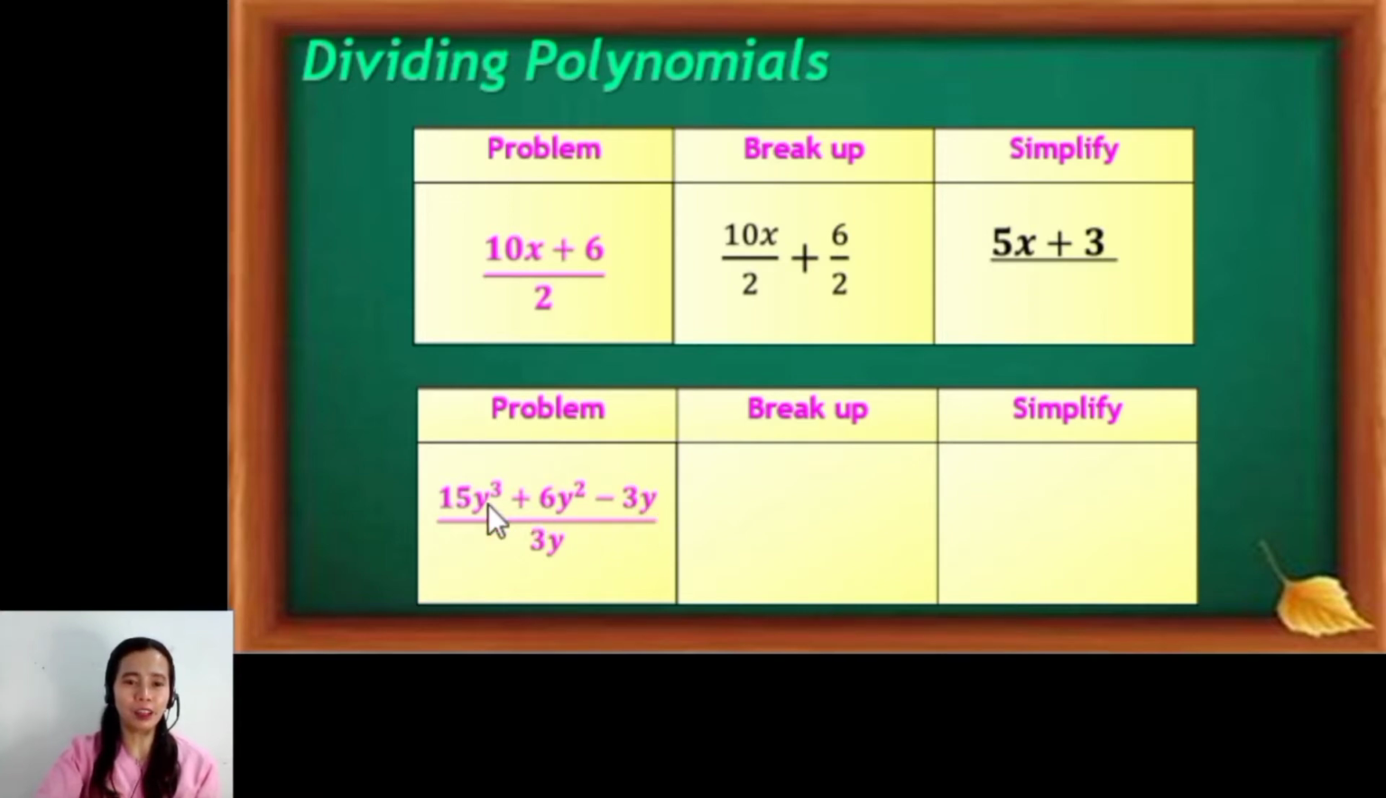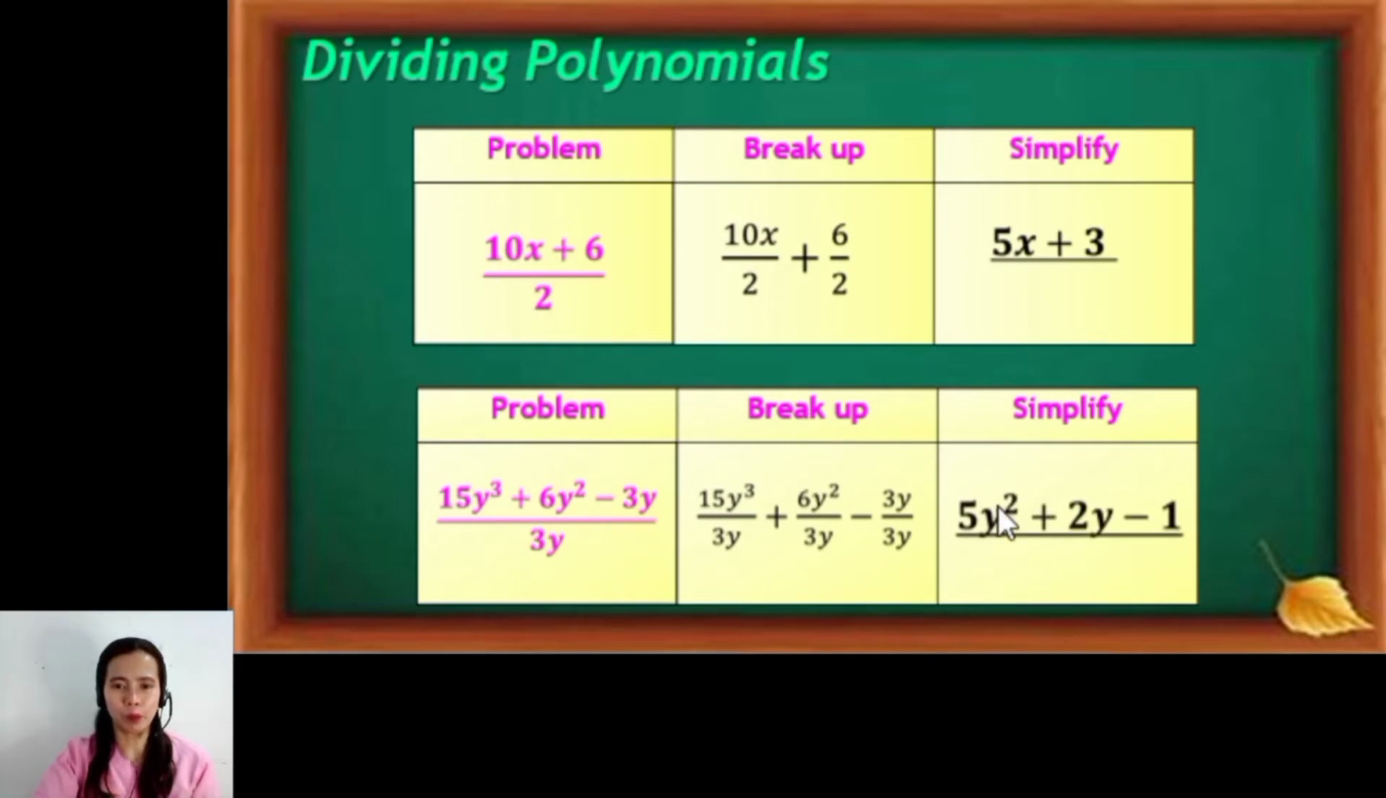Since there are 3 terms, it is a trinomial. Break it up, we have 15y cubed over 3y plus 6y squared over 3y minus 3y over 3y. By simplifying, 15 divided by 3 is 5. Then, subtract the exponent. Our answer must be 5y squared plus 2y minus 1.